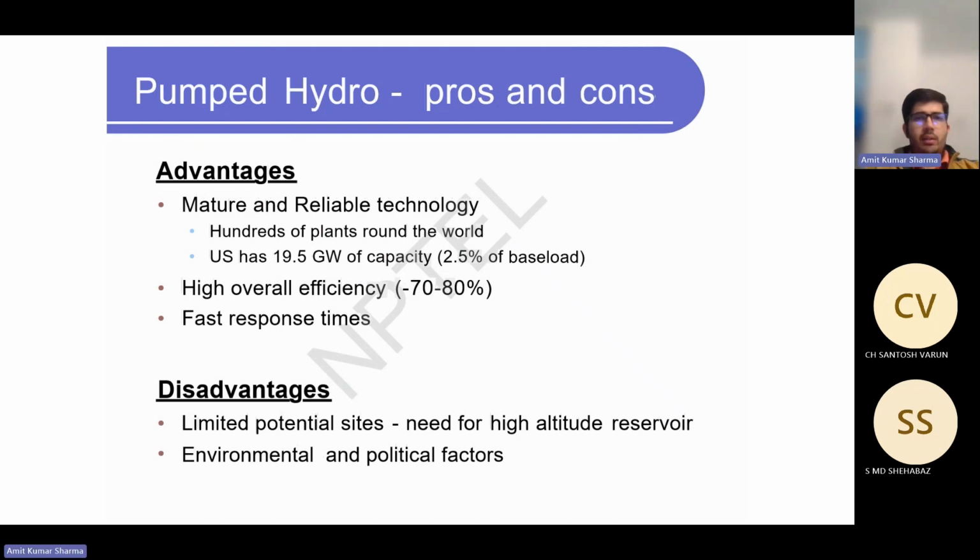So advantages are it's a mature and reliable technology. Hundreds of plants around the world. United States has 19.5 gigawatt of capacity, 4.5% of base load. It has high overall efficiency, 70 to 80%, and faster response time. But it also has some disadvantages like limited potential sites, need for high altitude reservoir, and environmental and political factors.